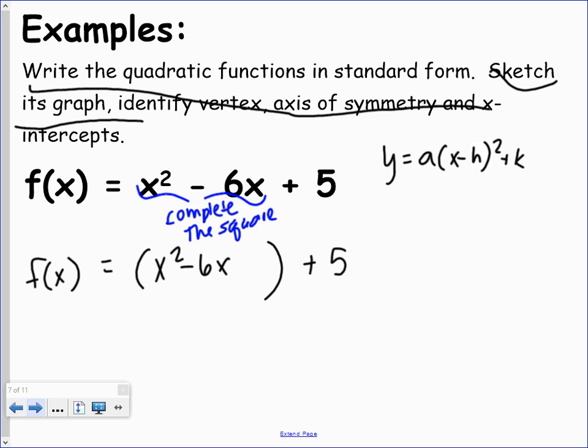Does anybody remember how to complete the square? Oh, Brady, you know. You cut the 6 in half, so half of the middle term. And then you do what? Okay, so you multiply it by itself. So half of negative 6 is negative 3. You're going to multiply it by itself, which I would call squaring it. What's negative 3 squared? 9. So the number that completes the square is positive 9.